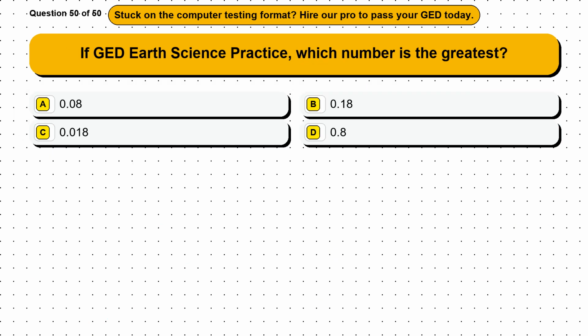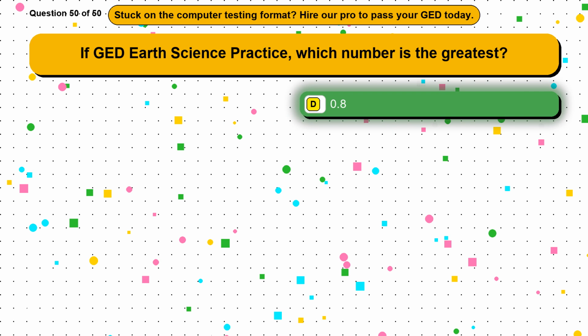Question 50. If GED Earth Science Practice, which number is the greatest? Option A 0.08. Option B 0.18. Option C 0.018. Option D 0.8. The correct answer is option D.